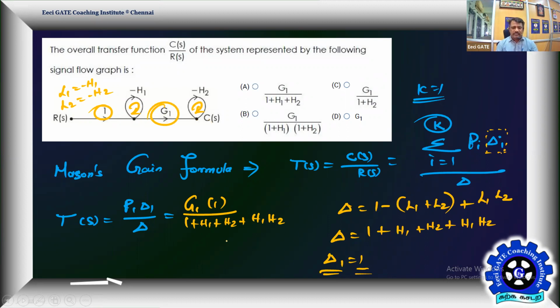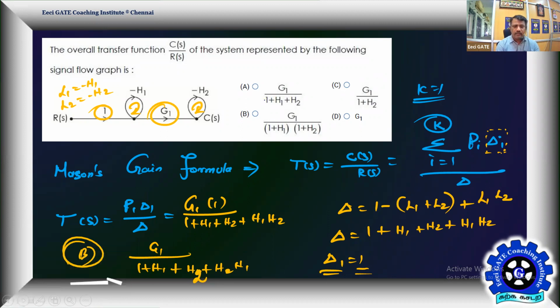Which option matches this? With a little play, 3 options are easily eliminated, so only option B looks like the answer. Just expand it: 1 plus H1 into 1 plus H2 gives 1 plus H1, then H1 into 1 plus H2 gives H1 plus H1 H2, then H2 and H2 H1. Yes, it's matching. So the right option is B.